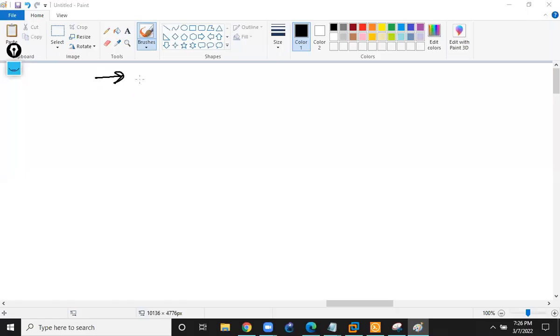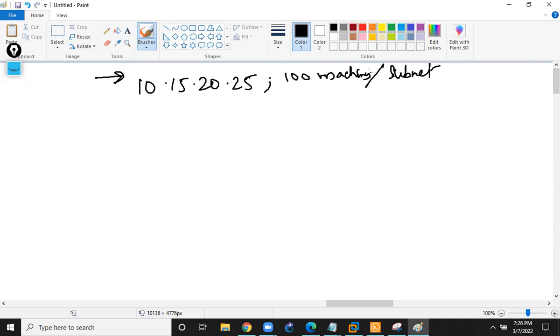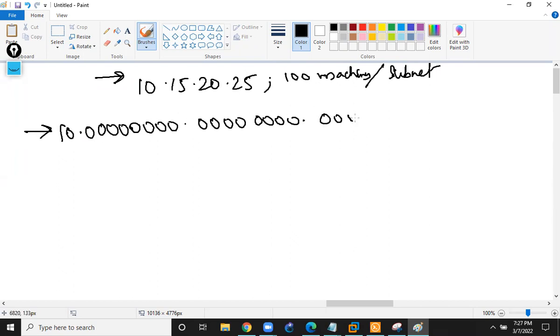Yes, 10.15.20.25, 100 machines per subnet. Okay, so 100 machines, let me tell you. Here, the network address is 10.0.0.0. Okay, so here 10.00000000.00000000.00000000. So this is the network address.